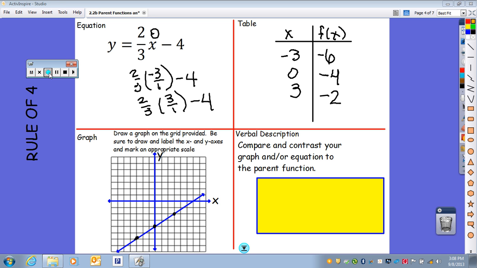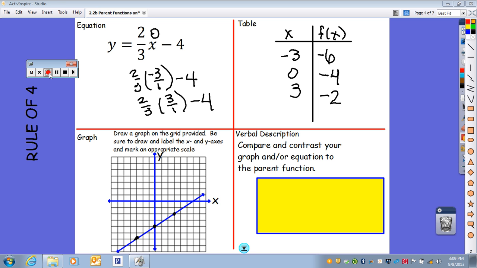Be sure when you graph the lines that you draw in the x and y axis, labeling them x and y, and mark an appropriate scale. If your scale is going by ones, you don't need to mark that. We will assume it's going by ones, but if you'd like your graph to go by 2s or 4s or 5s, etc., then make sure you label accordingly.